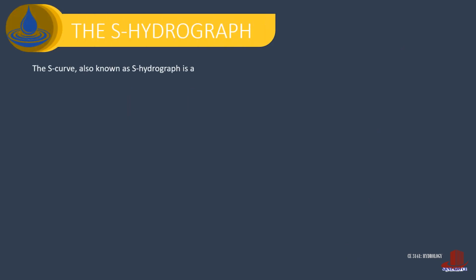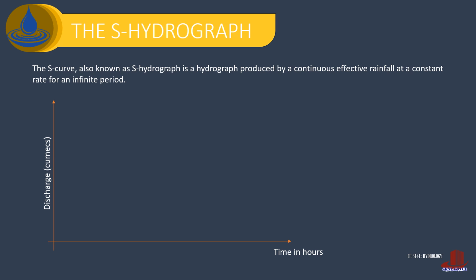What is the S-curve? The S-hydrograph, which is also known as the S-curve, signifies a continuous effective rainfall at a constant rate for an infinite period. It actually looks like the letter S. To illustrate it, we start with a unit hydrograph, where at certain time intervals there are discharge coordinates. We term them right now as U's.